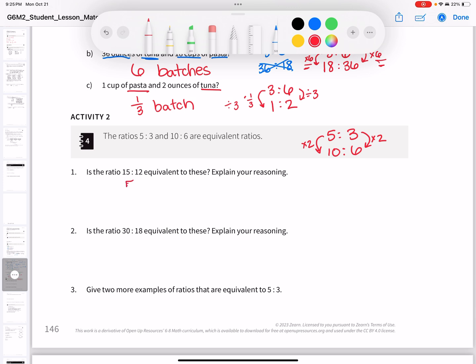Is the ratio 15 to 12 equivalent to these? Well, let's take our original ratio of 5 to 3 and our one that they give us, 15 to 12. 5 times what gets me 15? 5 times 3. Does 3 times 3 equal 12? No. 3 times 4 equals 12. So those are not equivalent, because they are multiplied by different numbers. They go up by a different factor.